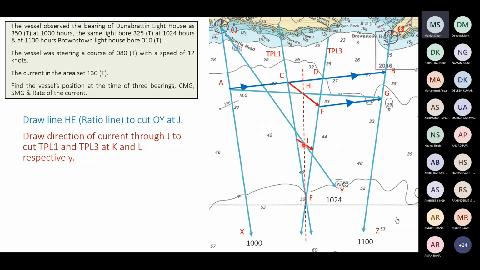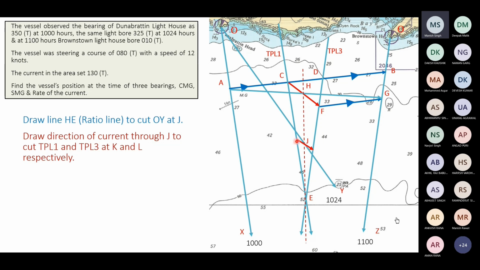You can see this red color line on our chart, plotted on our chart, which is in the direction of 130. That is the direction of our current. Now this line which we have drawn is intersecting TPL1 and TPL3 at two specific points. So let's identify these points also.